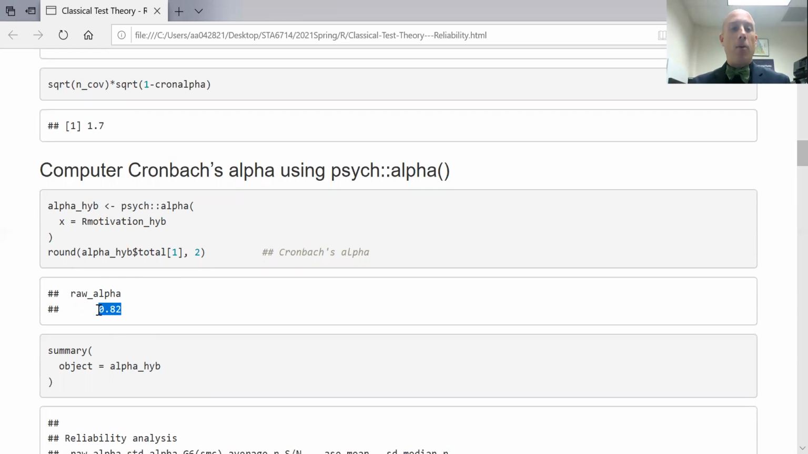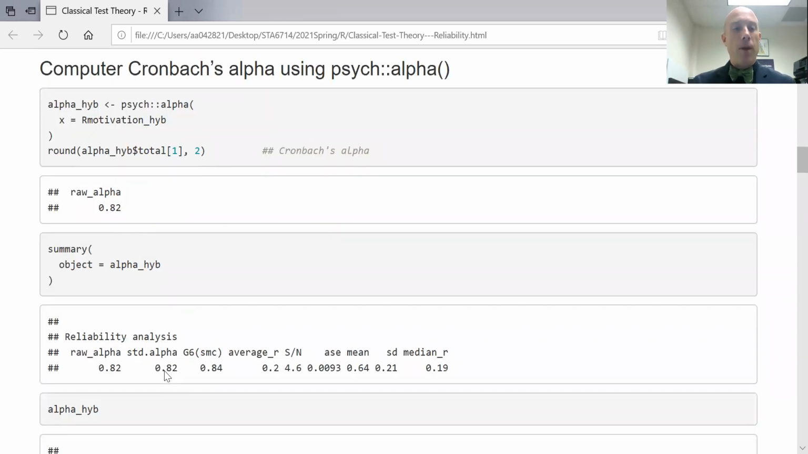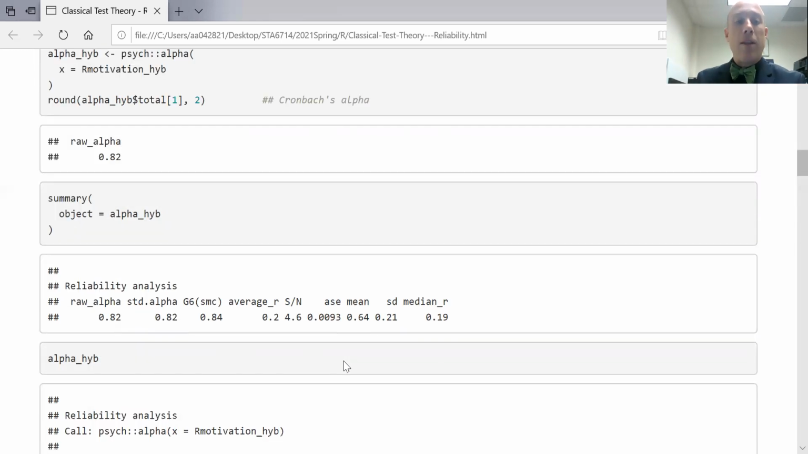Now let's go ahead and dig a little bit deeper. Let's look at the summary. All right, so the raw alpha value is 0.82. Standardized alpha is 0.82, that's good. And then G6, which is another measurement of reliability, is 0.84. The average R, because remember, we've got multiple columns, is 0.2. S over N is 4.6. And then we have these other terms floating around where we have our mean, our standard deviation, and the median R.